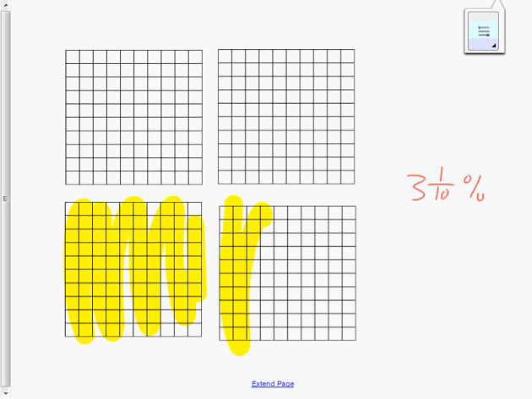1, 2, 3, and 1/10. So that would be actually not 3 1/10%. That would be 310% because this would be 100%. This would be 200%. This would be 300%, and an additional 10%. So 310%. So with that said, what I would expect you to do is shade in 3 of them.